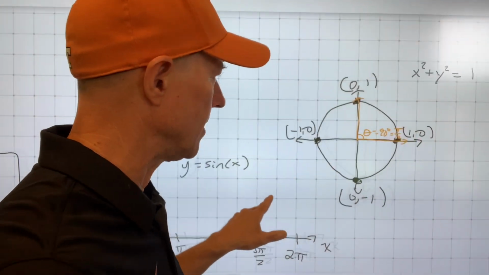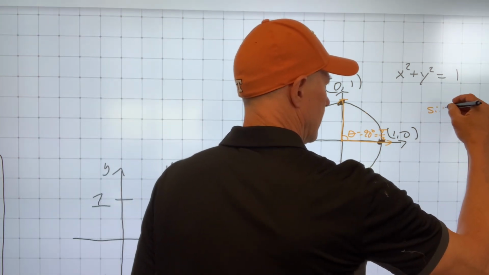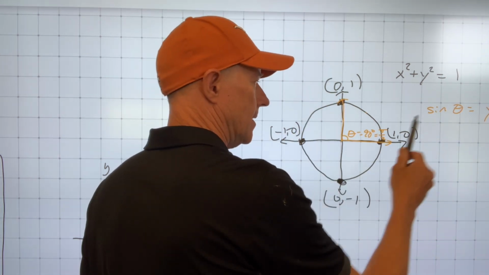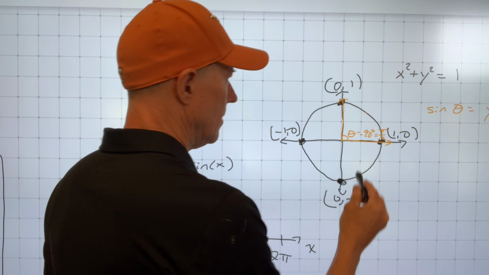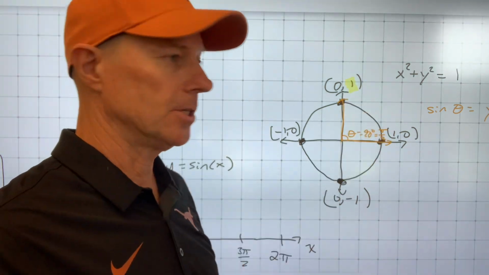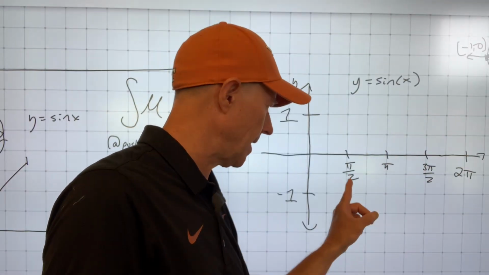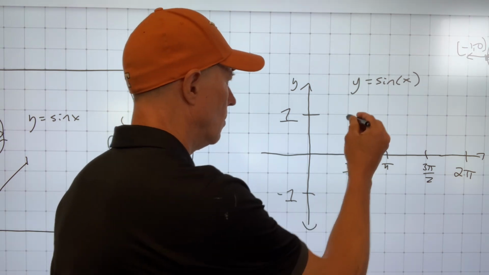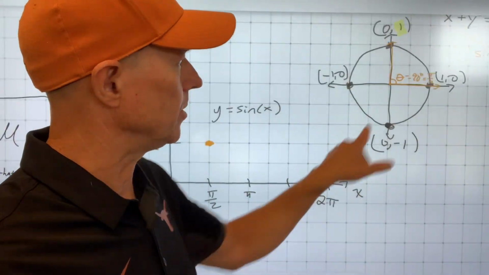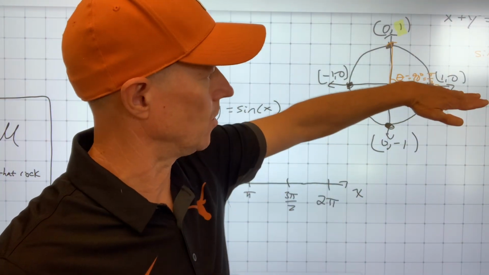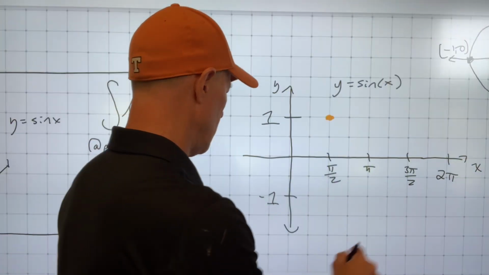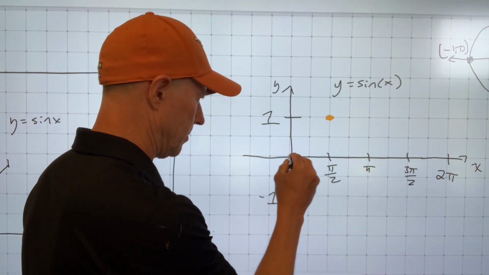So back to our definition, sine of theta in the unit circle is the y-coordinate where the angle theta intersects the circle. So when the input is pi halves radians, the output is 1. Okay, what about if the input was 0? 0 would mean that I don't rotate at all. Well, the output there is 0. So when the input is 0, the output is 0.